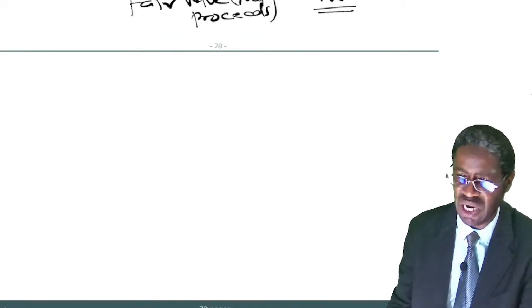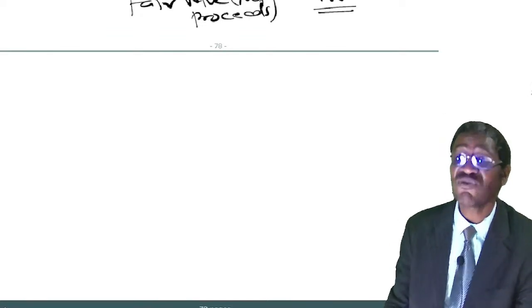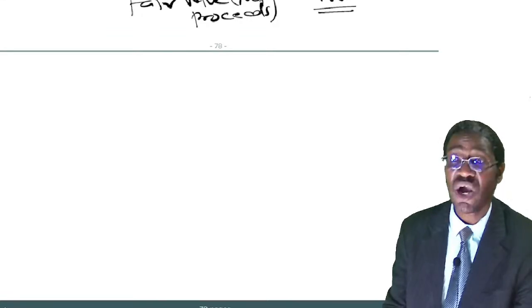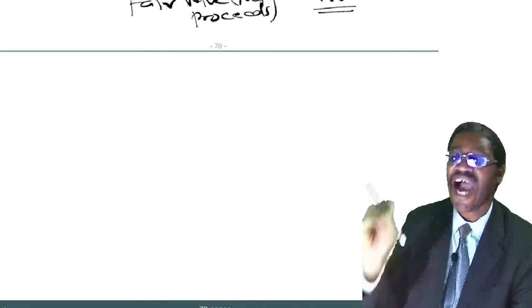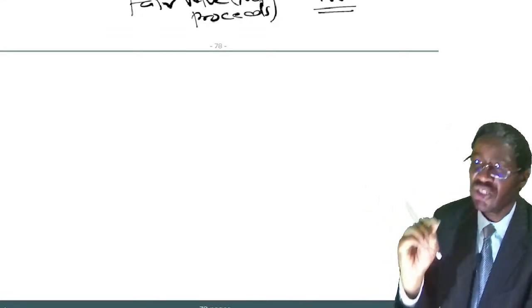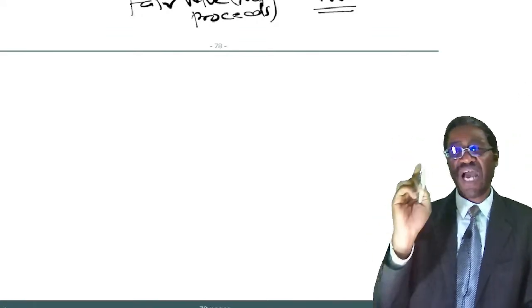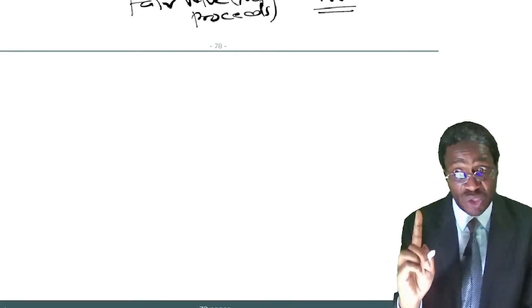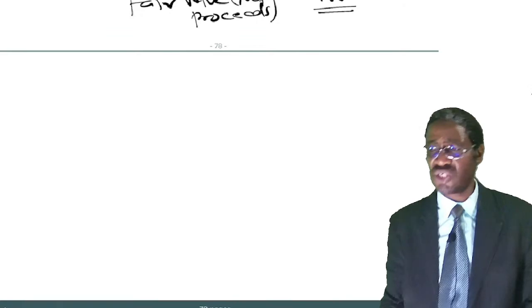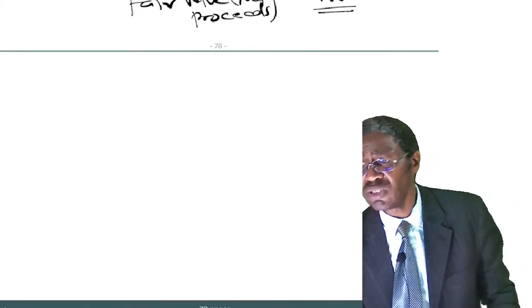Subsequent measurement, now I said, you will have to calculate what we are calling the amortized cost. To get the amortized cost of this bond, you will have to prepare what we call an amortization schedule. Sound is not flowing.